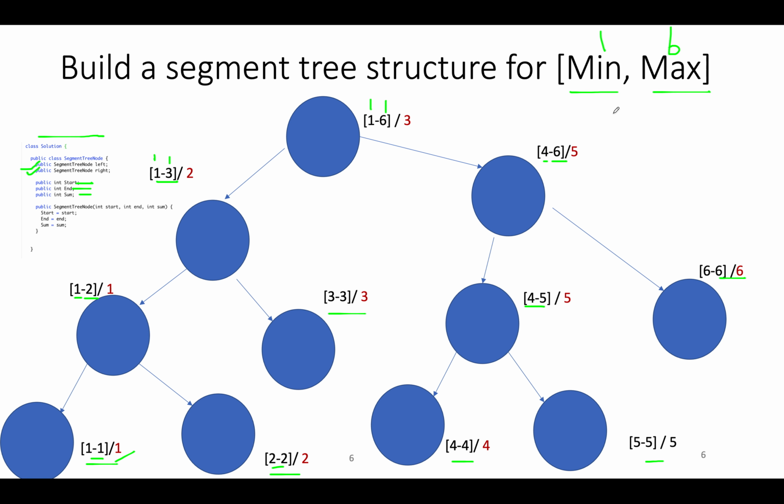Now, what was the input array that was given to us? The input array was something like this: 5, 2, 6, comma 1. This was the input array that was given to us. What are we going to do? Very simple, extremely simple. If we have understood segment trees, we'll be able to come up with the solution.